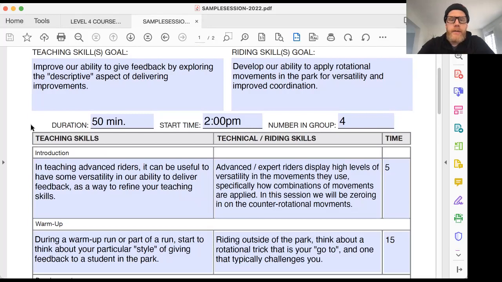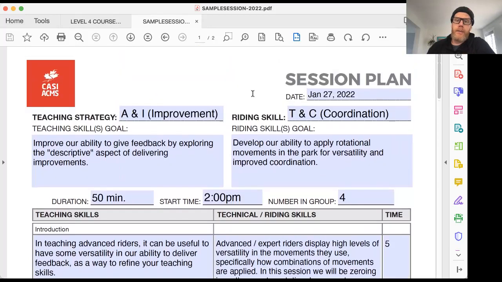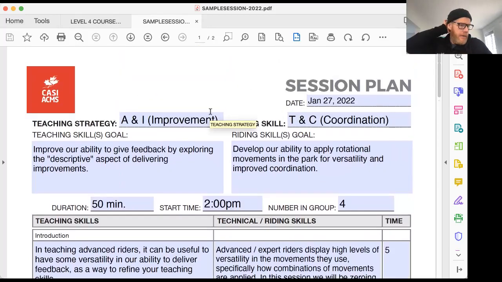So that's it for the instructor training. Like I said, hopefully if you've been training for a while for the certification, you've been out there doing some practice sessions, or at the very least writing some of these session plans down. You have the advantage in this evaluation for the level 4 of being pre-assigned the teaching skill and the riding skill. So it is definitely possible for you to go through and pre-plan a lot of this stuff.